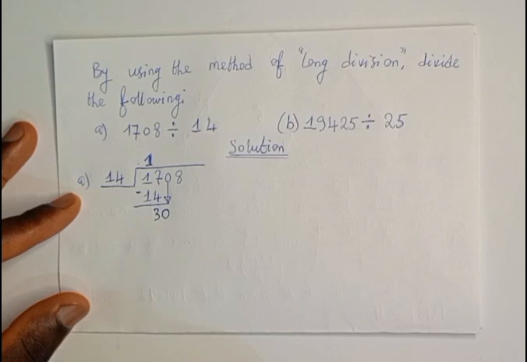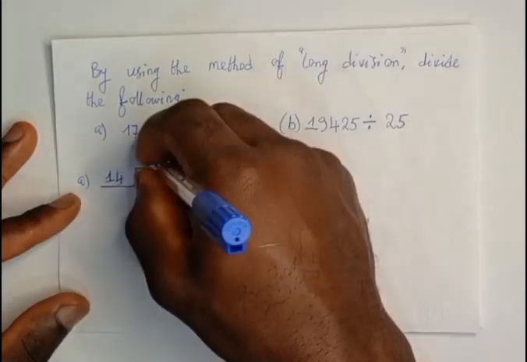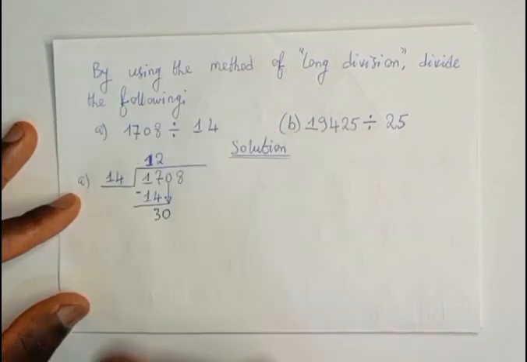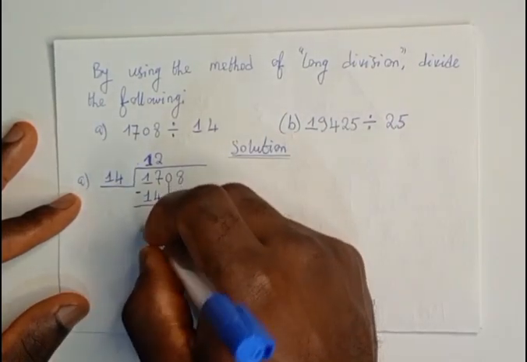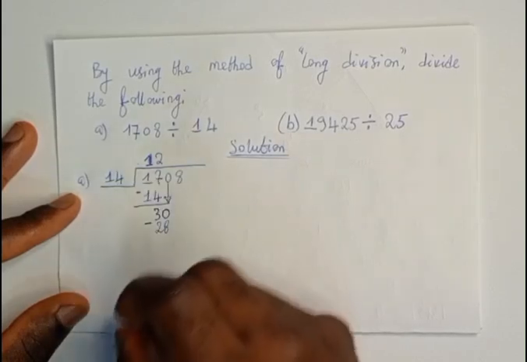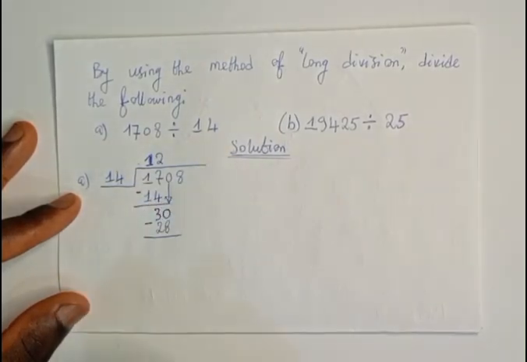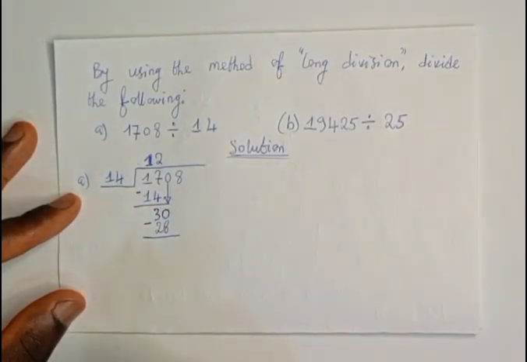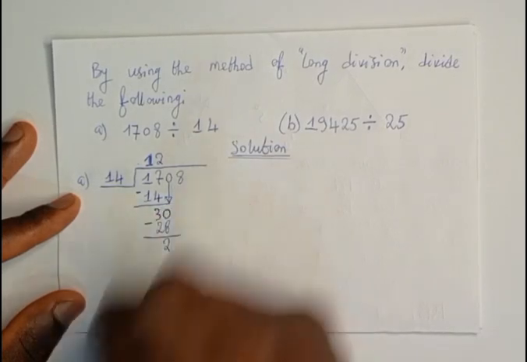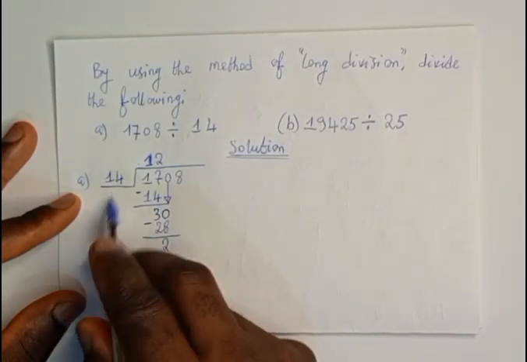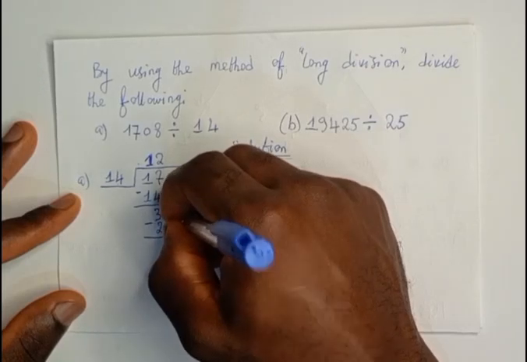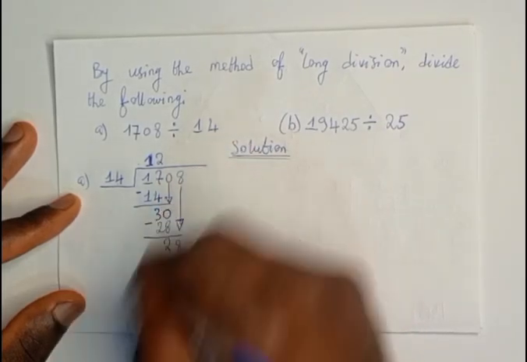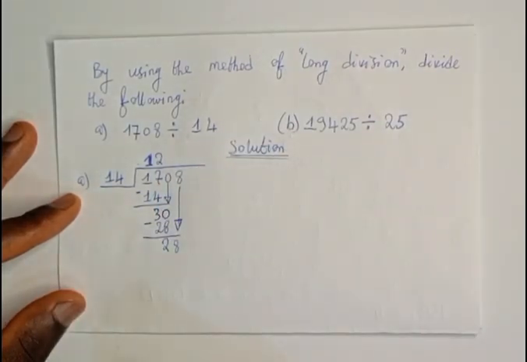30 divided by 14 gives us a whole number part of 2. We write the 2 here. 2 times 14 gives us 28. We write down the 28. We have to subtract 28 from 30. 30 minus 28 gives us 2. 2 is less than 14. We are going to bring down the digit 8 to form the number 28, which is greater than 14.